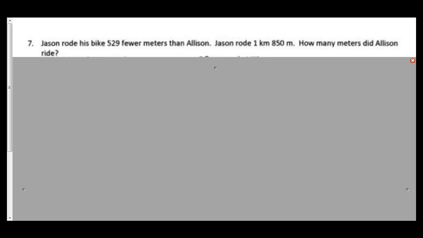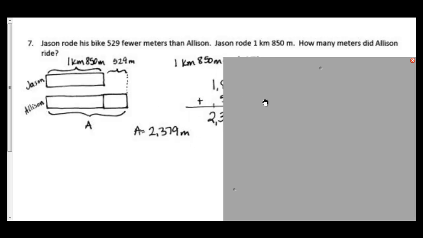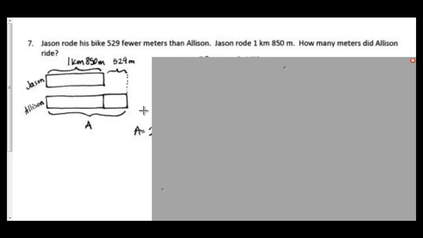So I'm thinking, first of all, I know that Allison rode further than Jason because it said Jason rode fewer meters than Allison. So when I drew my tape diagram, I thought, well, the total here could be Allison. You can see that her tape diagram is longer than Jason's. And I know that Jason went 1 kilometer, 850 meters, and Allison went 529 meters more. Now, this isn't the only way that you could have drawn your tape diagram. I chose to do it as a comparison. You could have just drawn one tape diagram representing Allison, and that would have been accurate too.